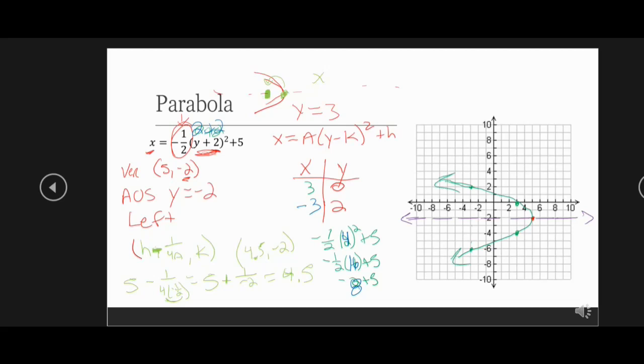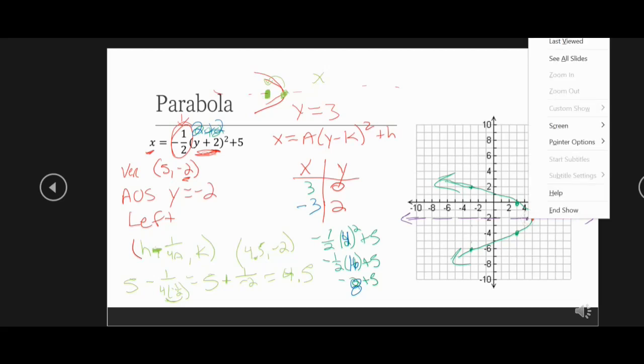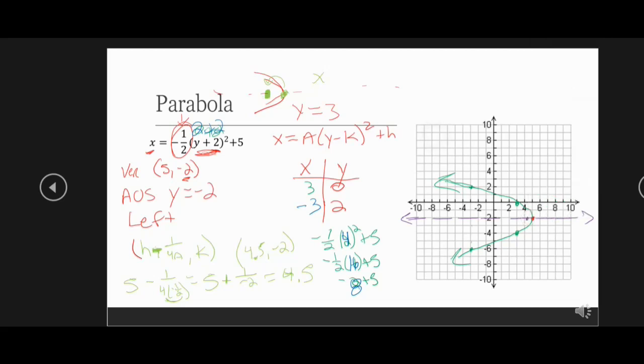All right, and then at this point, you can plot the focus. It will be 4.5 and -2, so it's like right there. And then the directrix, not that that's important, but it would be this line kind of like right underneath it. And that line would be from subtracting that p, which is the 1/4a.